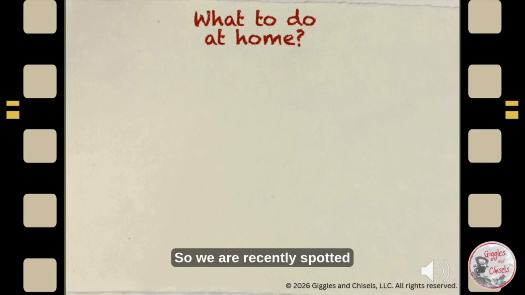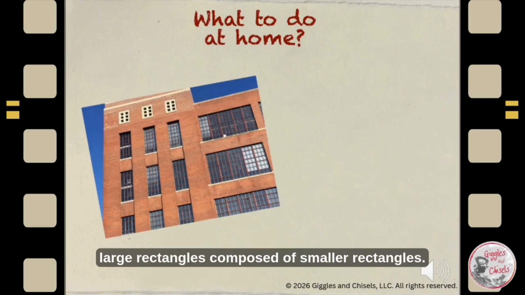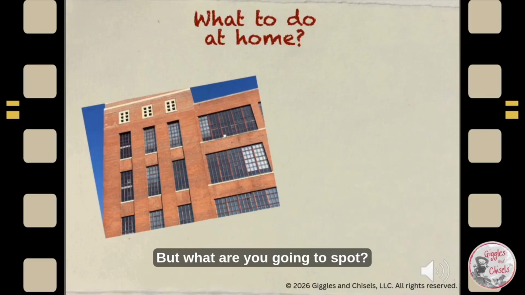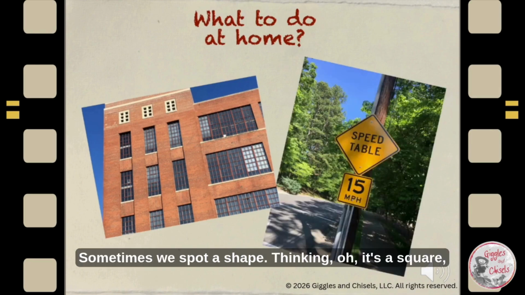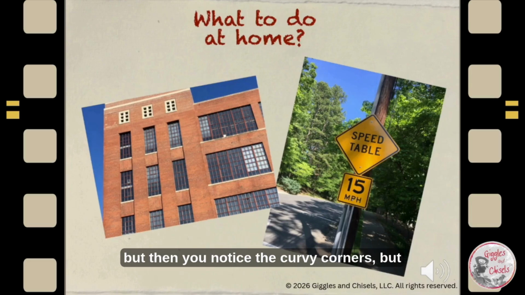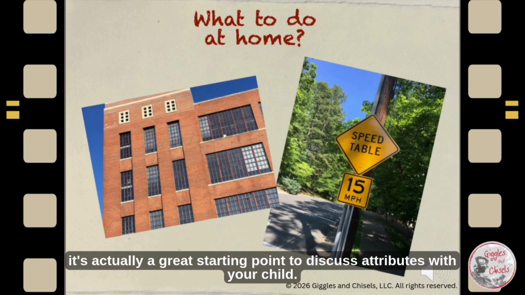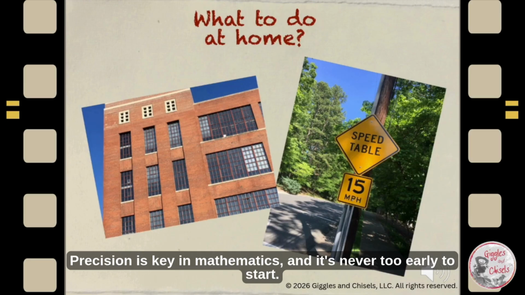We have recently spotted large rectangles composed of smaller rectangles. But what are you going to spot? Just try to be precise. Sometimes we spot a shape thinking, oh, it's a square, but then you notice the curvy corners. But it's actually a great starting point to discuss attributes with your child. Precision is key in mathematics, and it's never too early to start.